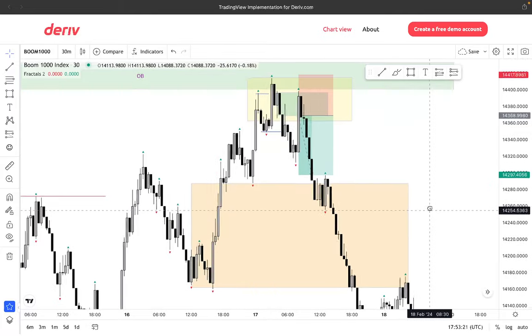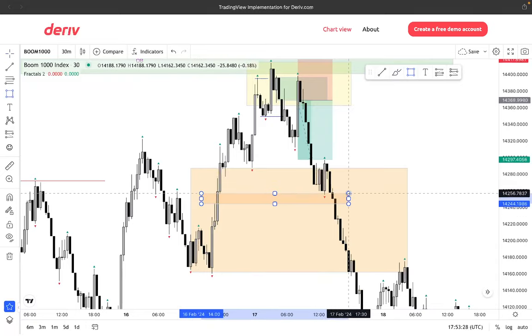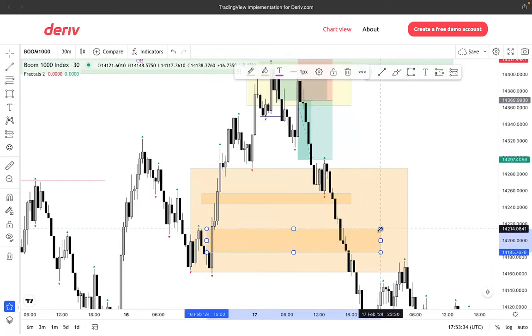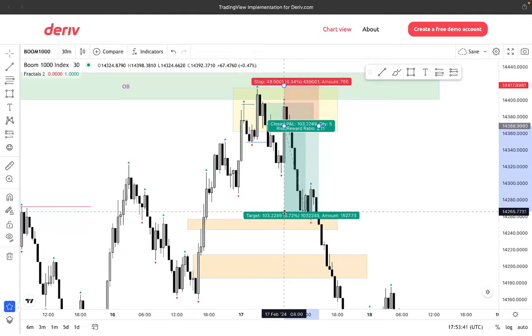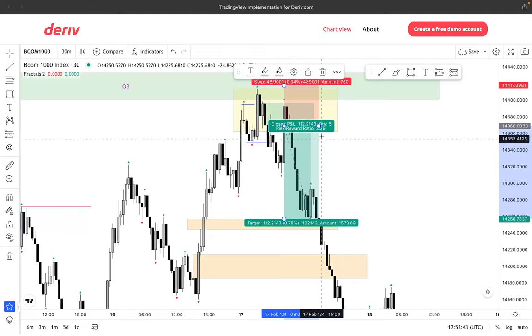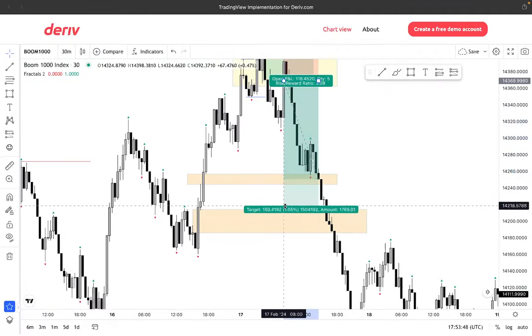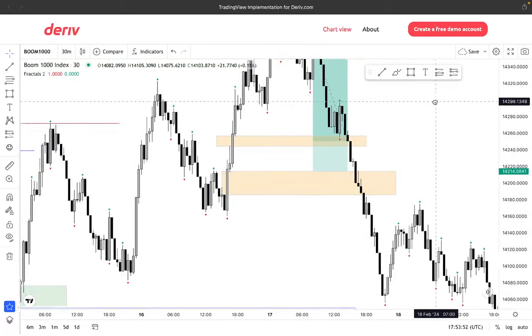What do we have in our 50%? We have a fair value gap there inside of an order block. Let's just delete this 50%. So that can be my target. All right. That's a 2.2 risk to reward trade. You can even target there. That's a 3.17 risk to reward trade.